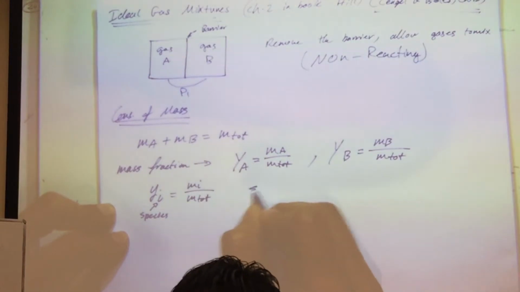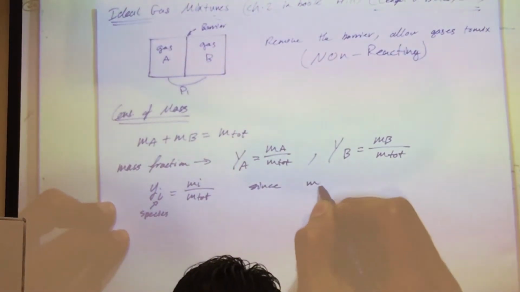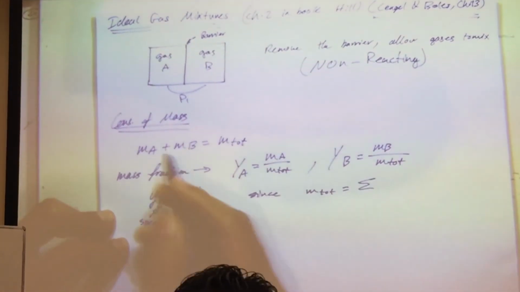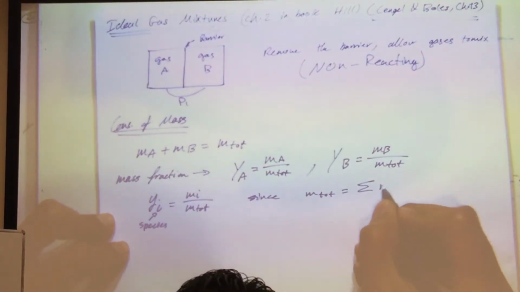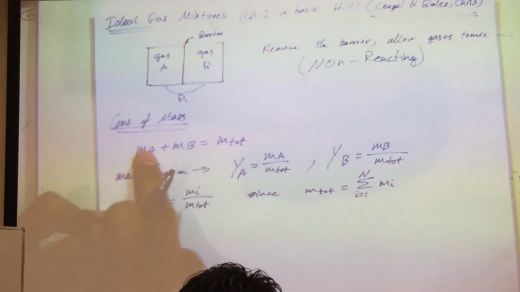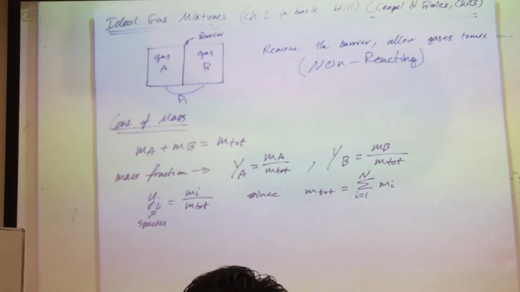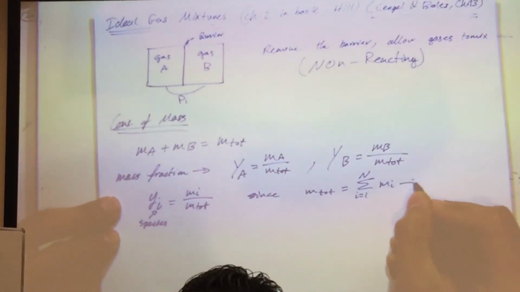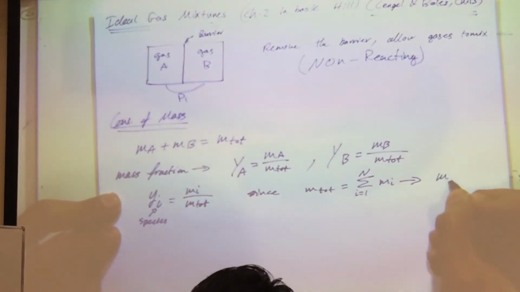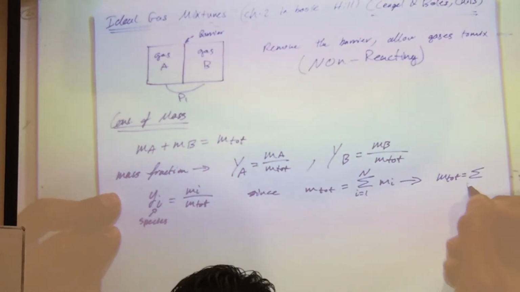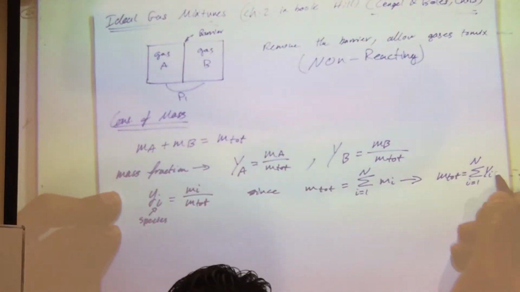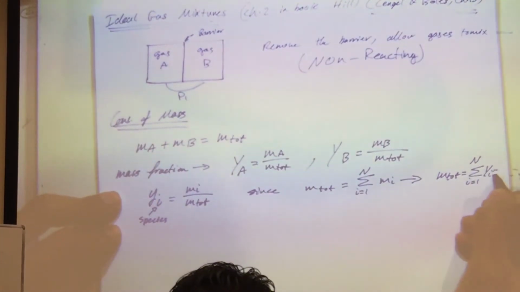And since M total is equal to the summation of the masses of the multiple gases, Mi, from i equals 1 to i equals N. So if I have a whole bunch of gases right here, it's just the mass of the whole gases. Then I could write a very generic form, which is the one that we want to utilize. M total is equal to the summation of i equals 1 to N of Mi, and the mass fraction.